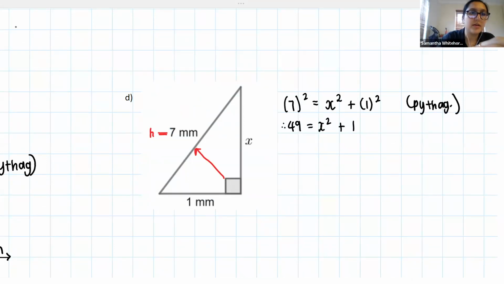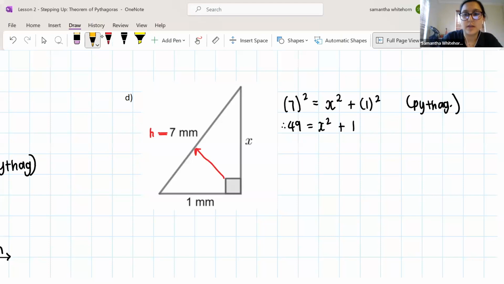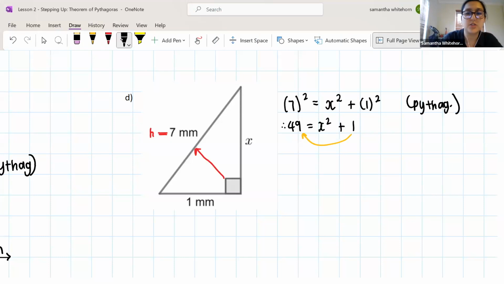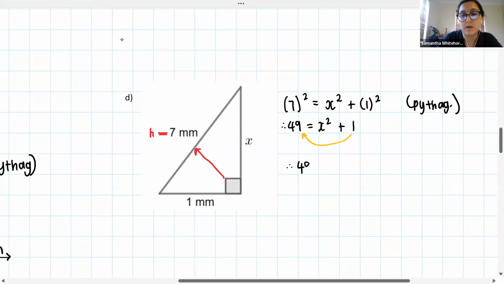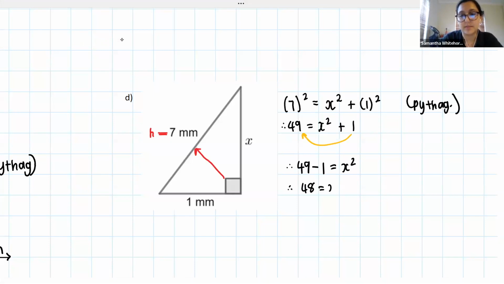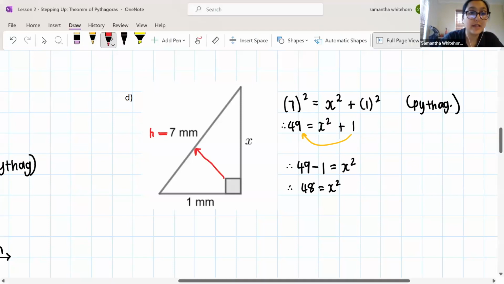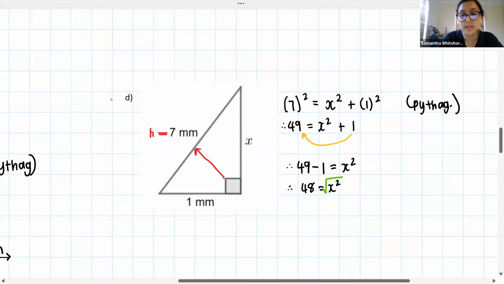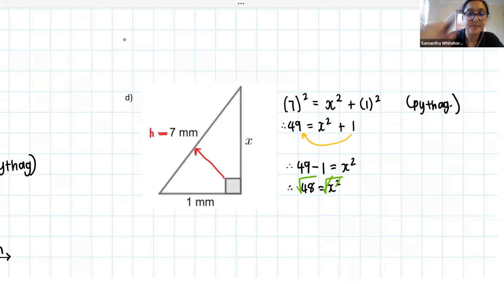So now when we do our inverse operations, the 1 needs to join the 49, and so we're going to subtract 1 on both sides. So 49 minus 1 equals x squared. So that means we've got 48 equals x squared. Those of you that put 48 on the chat, you are nearly there. What you need to remember is to square root, because I don't want x squared. I want x. So we have to square root both sides in order to get rid of the x squared.